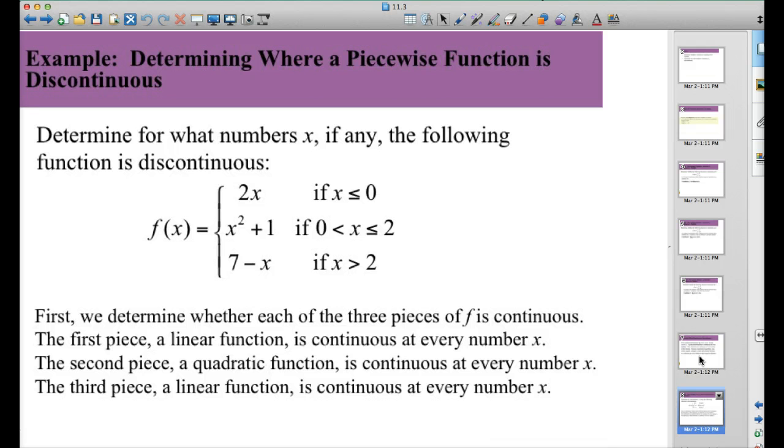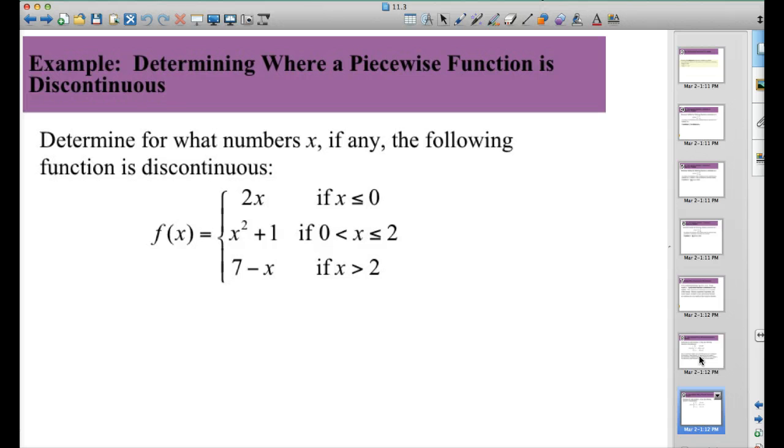Determine for what numbers, if any, the following function is discontinuous. The function is 2x for x less than 0, x squared plus 1, 7 minus x, and so on down the line. First, we determine whether the three pieces of f are continuous. The first piece, a linear function, is continuous at every number x. The second piece, a quadratic function, is continuous at every number x. And the third piece, a linear function, is continuous at every number x.